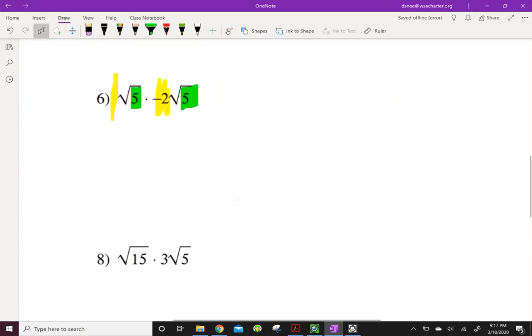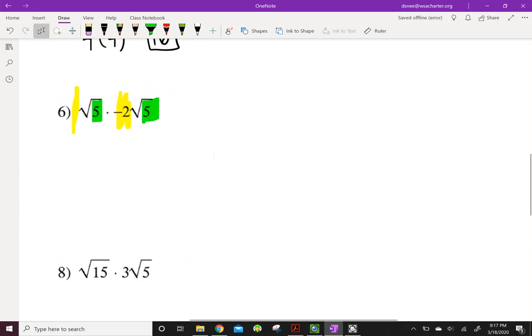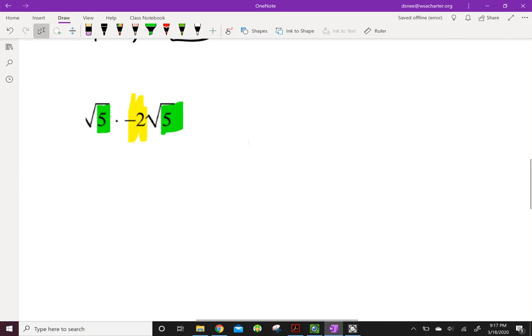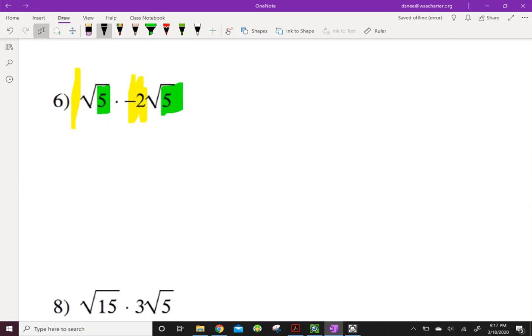Alright, and one more on this page. The square root of 5 times negative 2 root 5. I multiply my 1 and my negative 2. I get negative 2. And the 5 and the 5, well, that's just going to be 5, like we saw before. It's going to be the square root of 25, which we know is 5. And a negative times a positive is a negative.